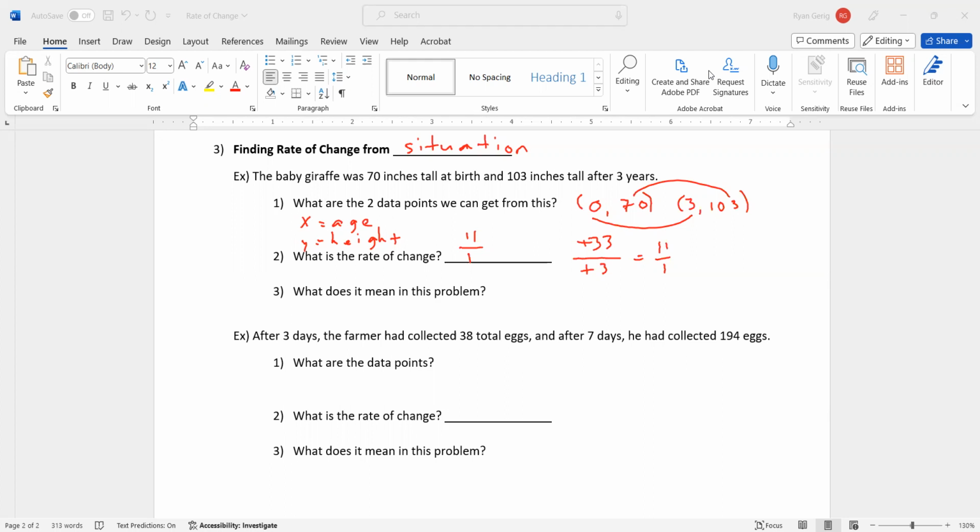What does it mean in this problem? I kind of referenced it already. The giraffe grows 11 inches per year.